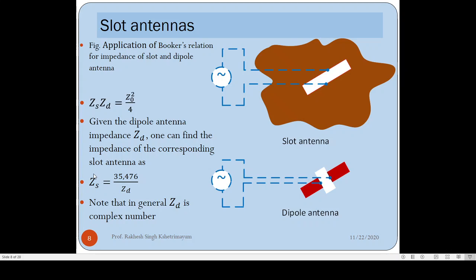So once we know ZD, the impedance of the dipole antenna, I can always find the impedance of the slot antenna. We don't need to do any kind of derivation. Just find the dipole antenna impedance, just use Booker's relation, then you can find the impedance of the slot antenna. So that's very convenient, using Booker's relation.